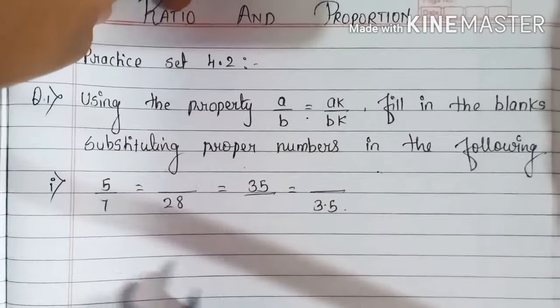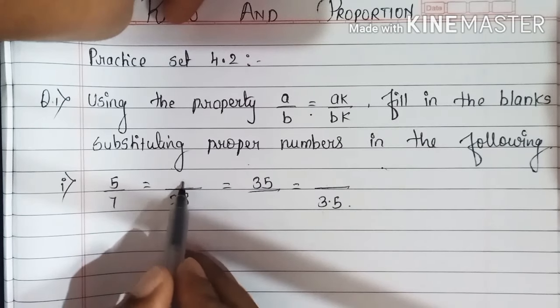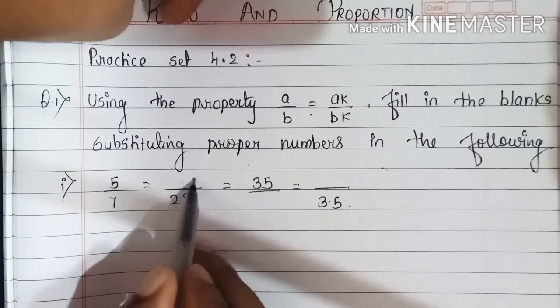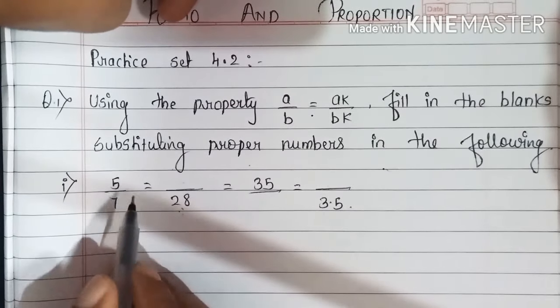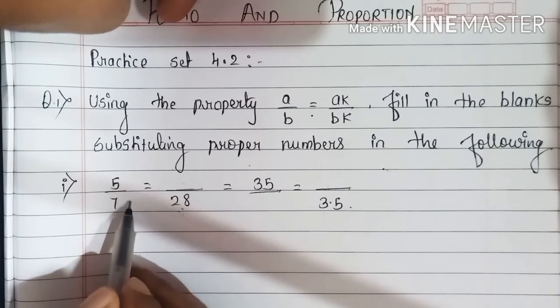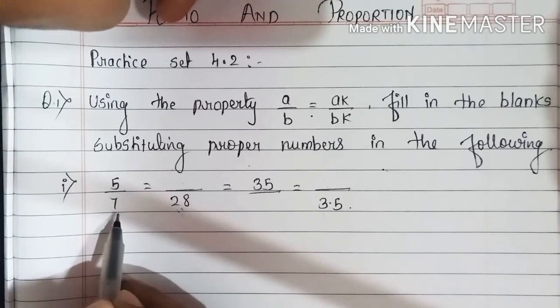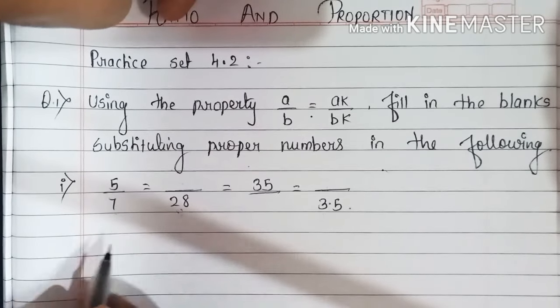Okay, here the first one we have 5 upon 7 is equal to blank upon 28. You have to find the numerator. The denominator is given, 28. So we will find the constant number that after multiplication you should get 28. If I multiply any number by 7, the answer will be 28.